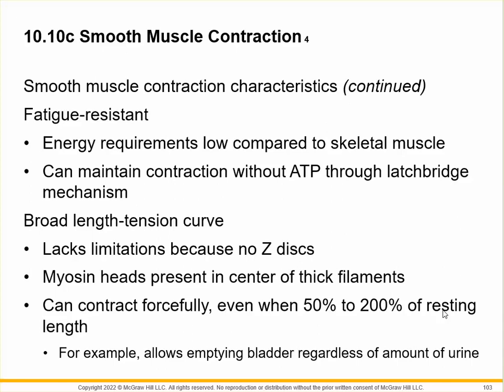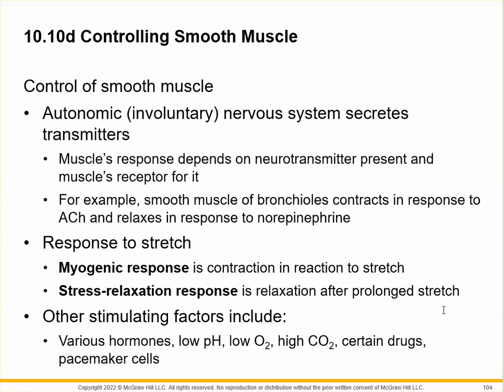The length and tension range is huge. From twice its length to half its length is the tension curve, as opposed to 50% above and 50% below. It's involuntary. So it depends on signals from the autonomic nervous system.